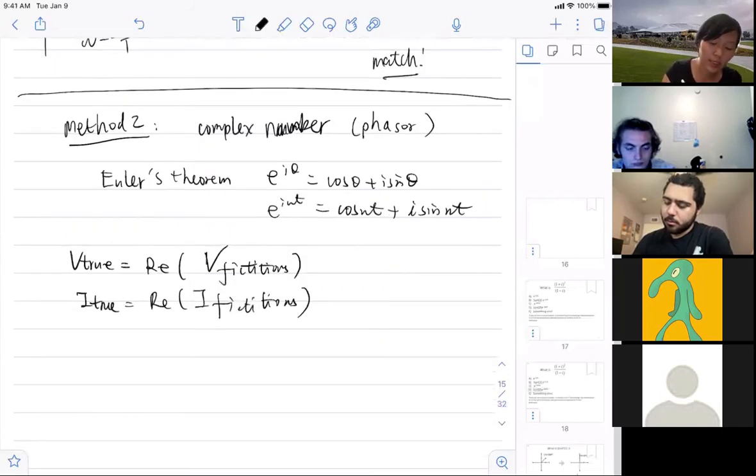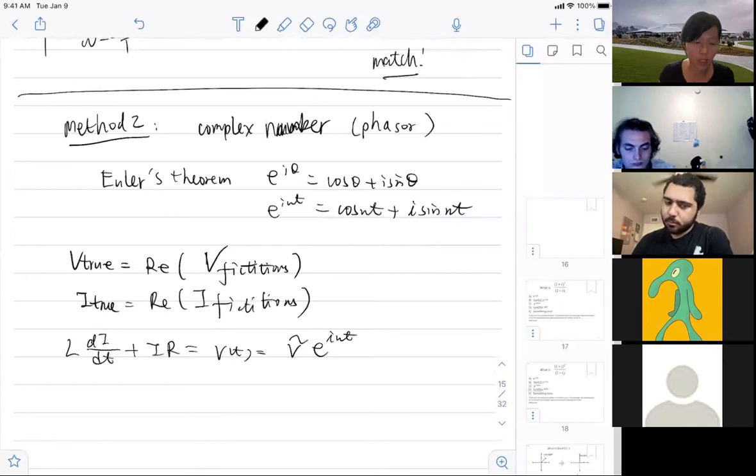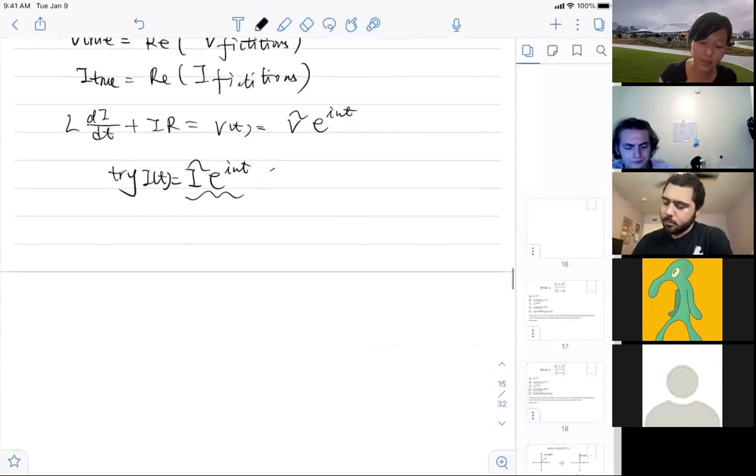So let's look at our equation. This will make our equation easier to solve. Remember, this is our differential equation. If this is complex, right, this is complex, then we can try a complex current. Let's say our current is also complex, and you can plug it in. You can see that is indeed a solution.